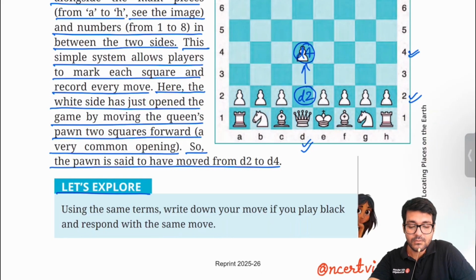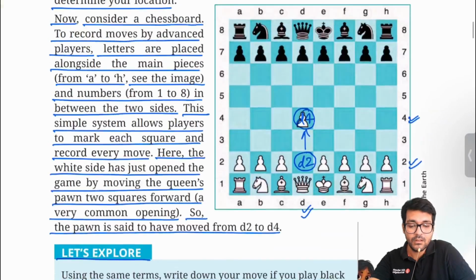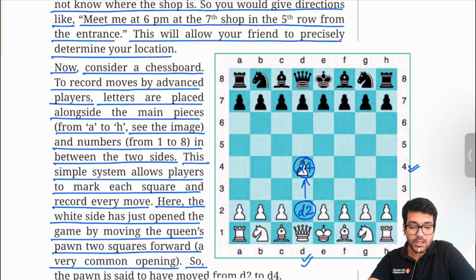Let's explore. Using the same terms, write down your move if you play back and respond with the same move. If you move the black queen's pawn from this location to this location, then you have moved from d7 to d5.